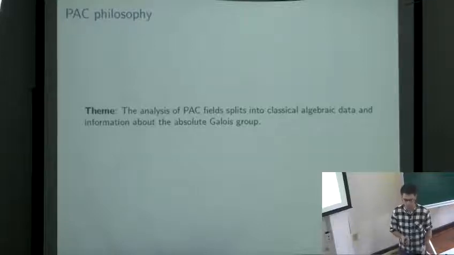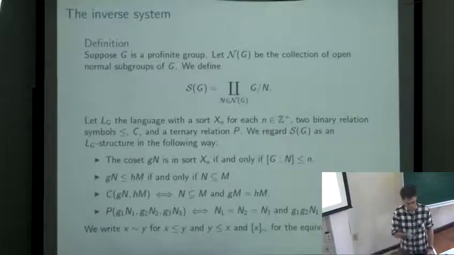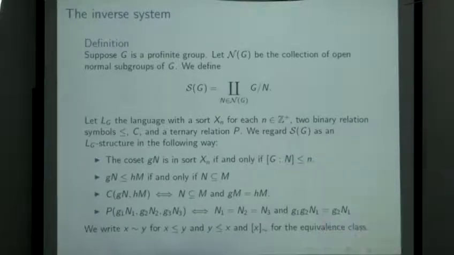And in order to give a precise meaning to what it means to ask a model-theoretic question about the Galois group, they introduced this inverse system. So of course, the absolute Galois group of a field is a profinite group. And that's not really a good model-theoretic object. For example, if you take an elementary equivalent group, there's no reason that should have an interesting topology on it or be profinite in any meaningful way.